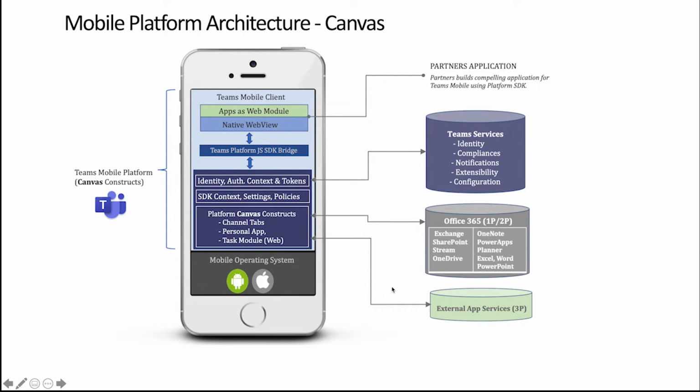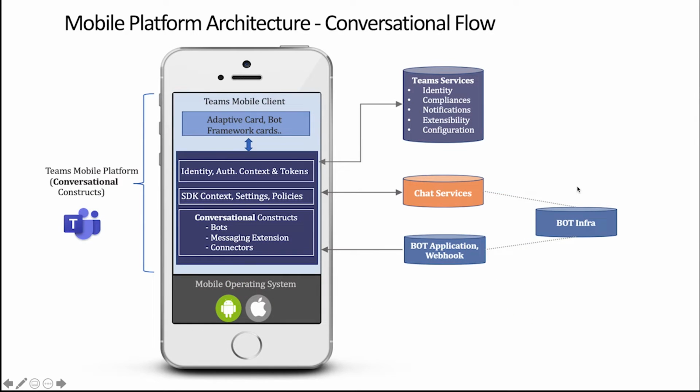It also funnels a bunch of the external 3P services, what we see out here. Coming to the conversation flows, this is primarily the whole of the conversation: the bots, the message extensions, the connectors, what you see out here. Those are primarily included as a part of the chat services.